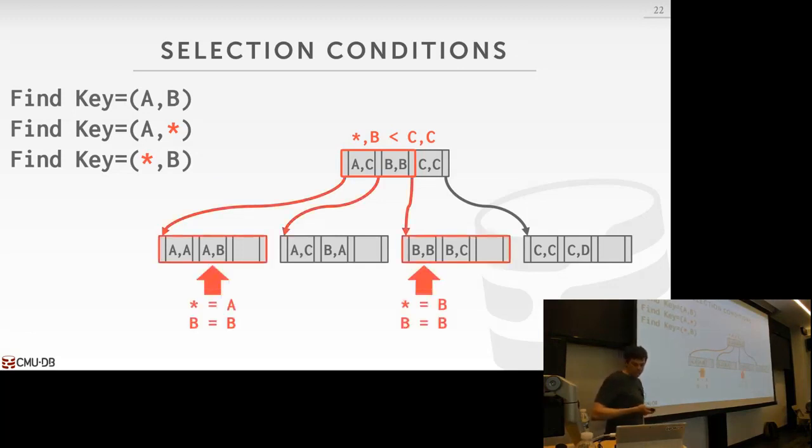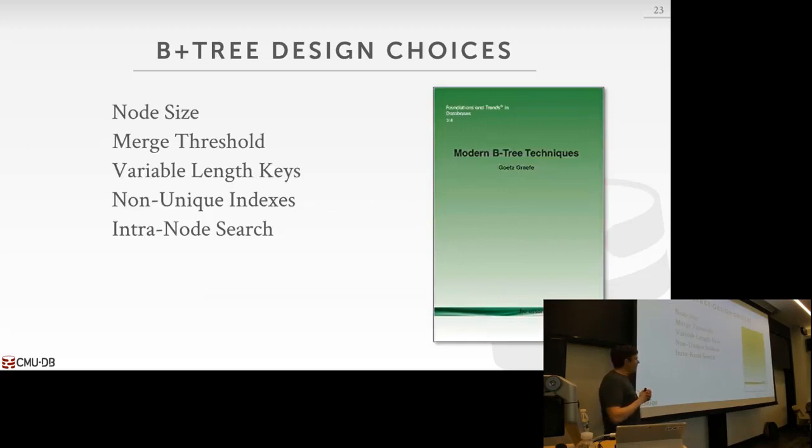Okay. So let's get to the good stuff. So we know what a B plus tree is now. Let's talk about actually how you want to build it and make this thing actually useful. So there's this great book, which I think is free. At least if you Google it, it shows up free. I don't know whether that's true or not.